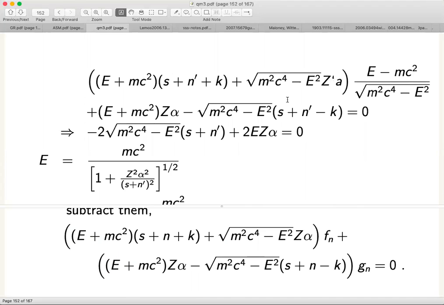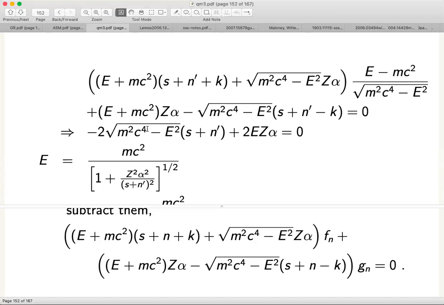Sorry, this should be Z alpha. There's a typo there; I'll just correct it. But anyway, what happens is that you get this expression simplified to this form. The first term that I just explained is 2 times s plus n prime times this quantity. The second term is where the square roots get cancelled. It is E minus mc squared and E plus mc squared terms. The mc squared piece cancels, E adds twice Z alpha, and that is equal to 0.